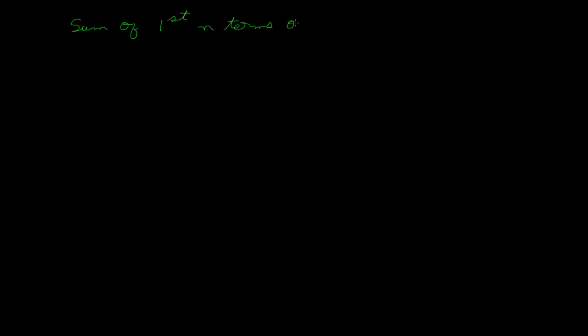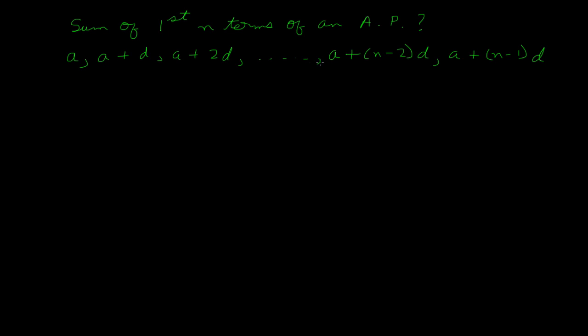What would be the sum of first n terms of an arithmetic progression? That is, what would we get when we add an AP? An AP is given by a, a plus d, a plus 2d, and so on up to, if you write the n minus 1 term, then that would be a plus n minus 2 times d, and the nth term would be a plus n minus 1 times d. Now we need to find the sum of all these terms.